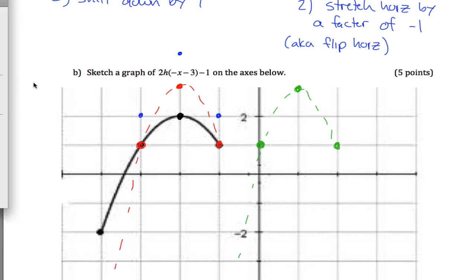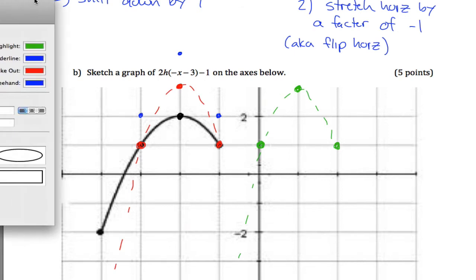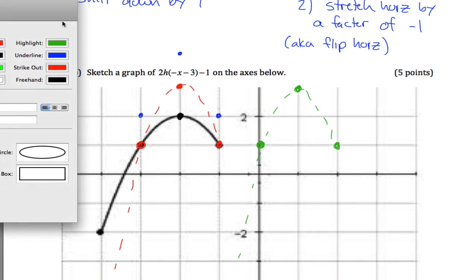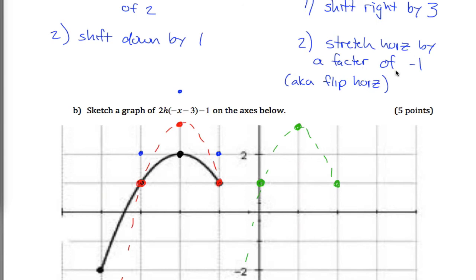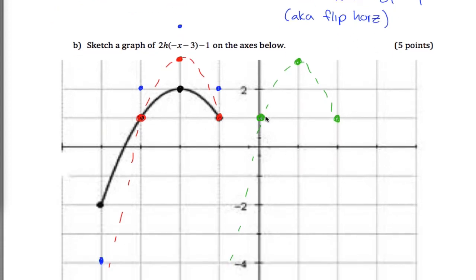Running out of colors, so I'll go back to blue. That's a bad idea. Let's change it into black. Last thing I want to do, stretch horizontally by a factor of -1, aka flip horizontally. I think it's easier to think about it this way. Take all the old x coordinates and multiply them by -1. This guy used to have an x coordinate of 0. 0 times -1 is just 0. This guy used to have an x coordinate of +1. +1 times -1 is -1.